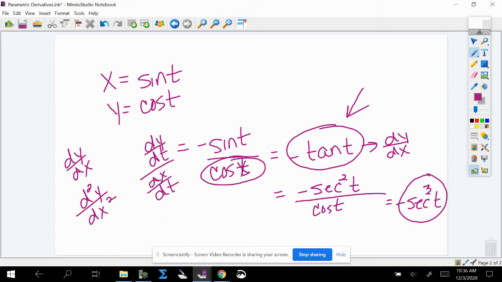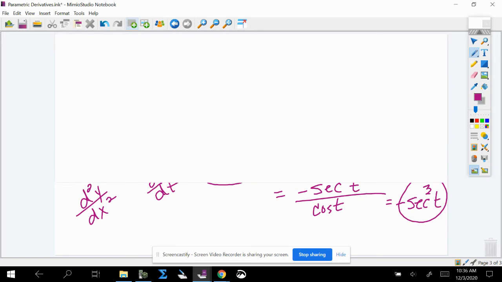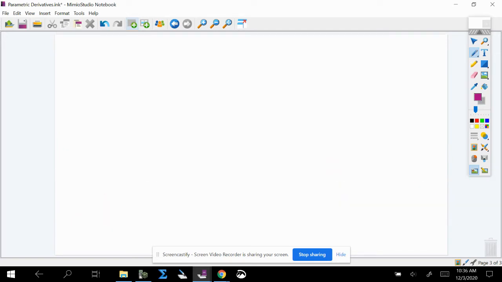Second derivative takes a little more work, a little more process. It's the derivative of that derivative divided by the original dx/dt. So let me show you some more. Here's one that asks several questions. We're given a pair of parametric equations: my x equation is the square root of t, and my y equation is 1/4 t squared minus 4.